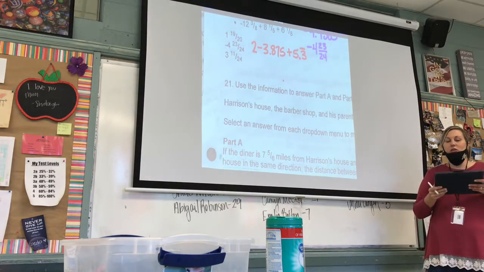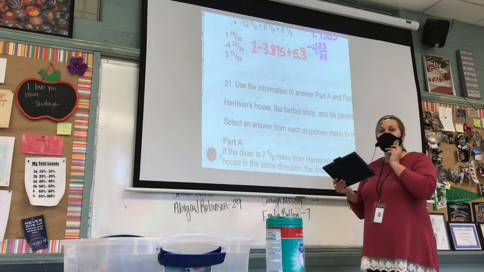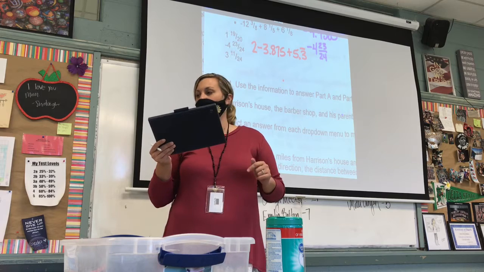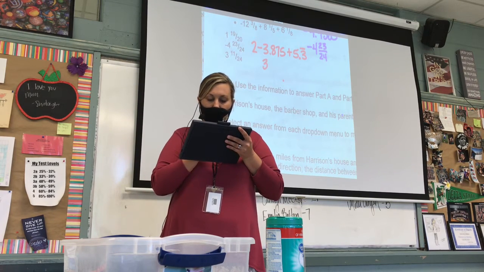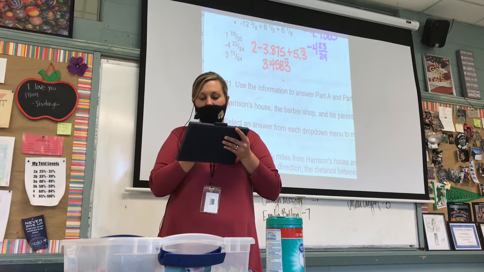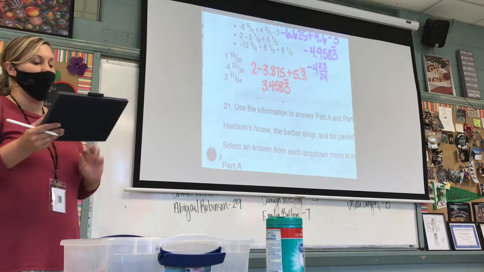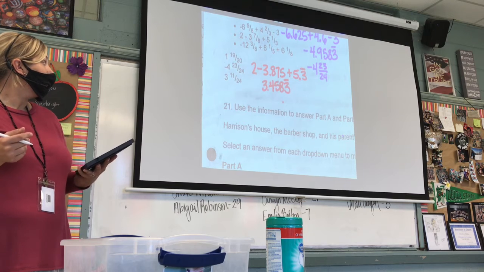2 minus 3.875 plus 5.3, and you're going to fill the entire screen up with 3s. What'd you get, Gilmer? I got 3.4583 repeating. Ricky, as I look at the answer choices, which one does it look like is going to go with what we want? The last one.